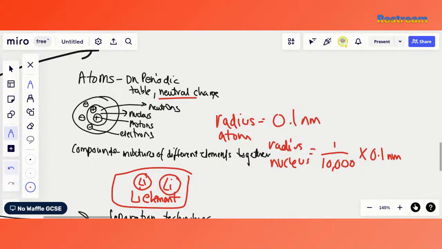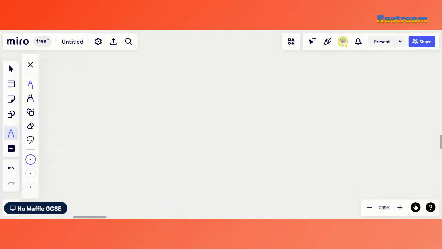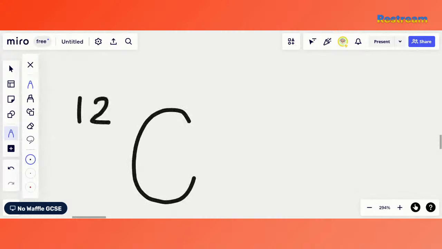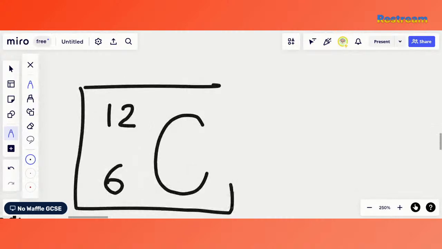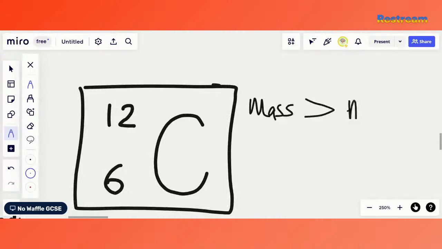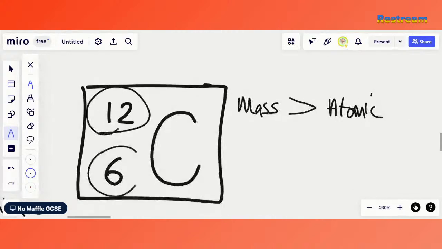Now, it's important to just remember the calculations. So let's look at carbon. Carbon has a mass number of 12 and an atomic number of 6. Now, when you see this on the periodic table, you may ask, how do I know which number is the mass number and which number is the atomic number? Just think, the mass number is always going to be the larger number. So mass is going to be greater than the atomic number. So from that, we always know that 12 is the mass number and 6 is the atomic number.